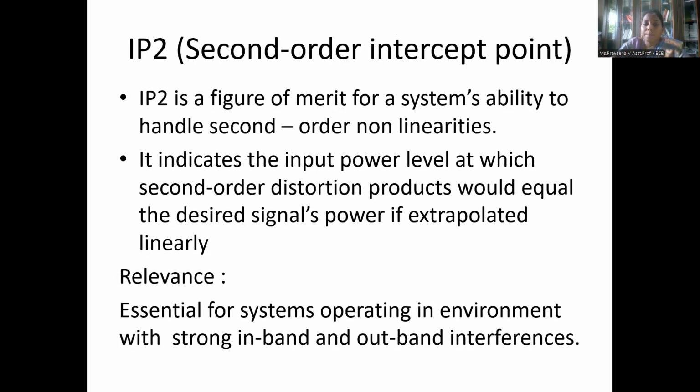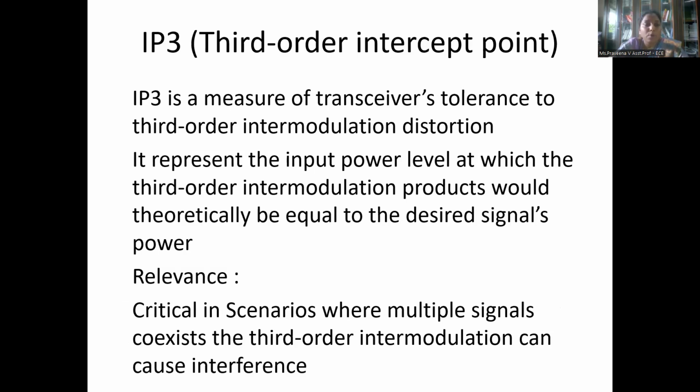Next is IP2, the second order intercept point. IP is an intercept point. It is a measure of the system's ability to withstand second order nonlinear distortion and indicates the input power level where the extrapolated distortion power equals the desired signal power. So it is especially important in systems operating in environments with strong in-band and out-of-band interference.